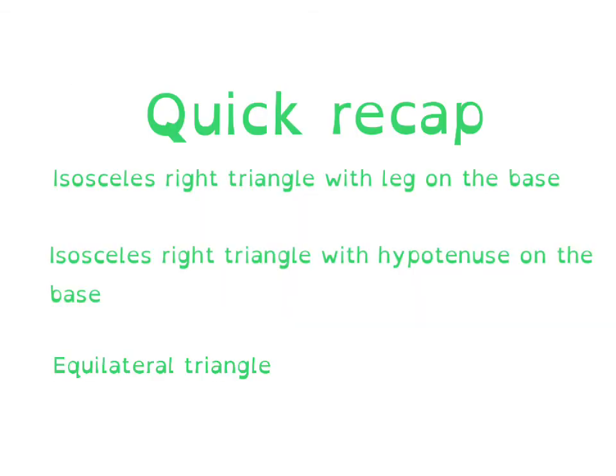So let's go ahead and do a quick recap here. An isosceles right triangle with a leg on the base. So I'm going to draw it. I'm not memorizing things yet. Isosceles right, leg is on the base. Mark my two sides that are equal. And remember, you're always comparing the base and the height. Notice those are the two tick marks. So I'm going to say the base is equal to the height.